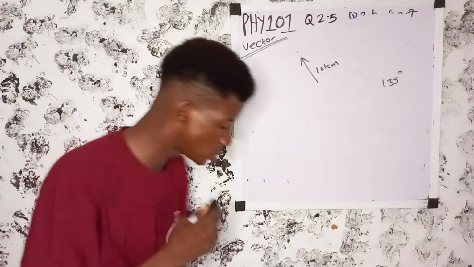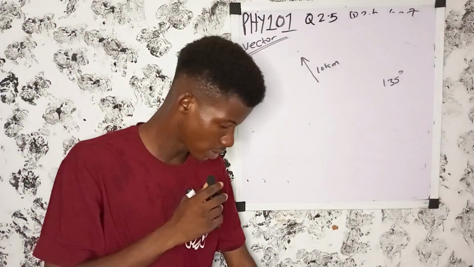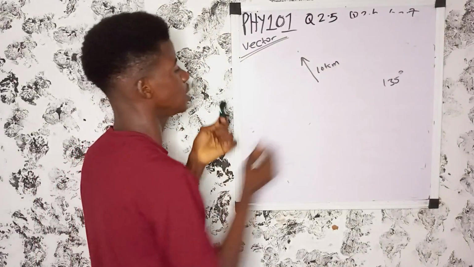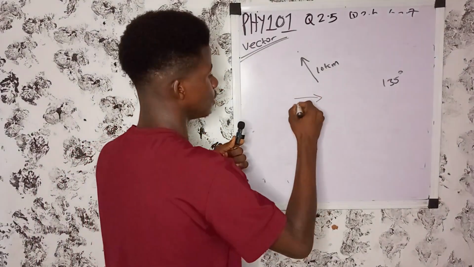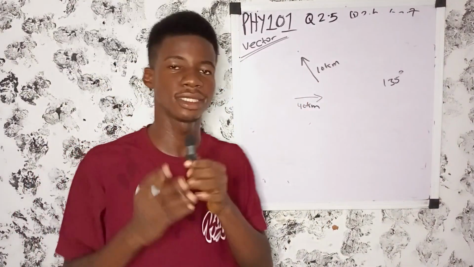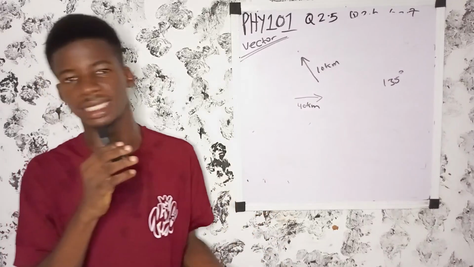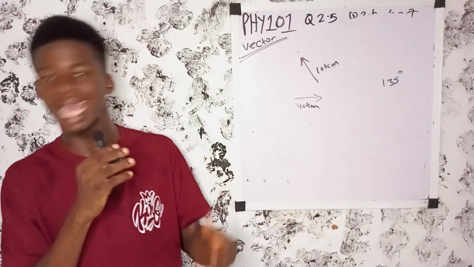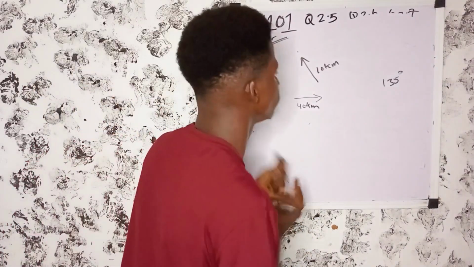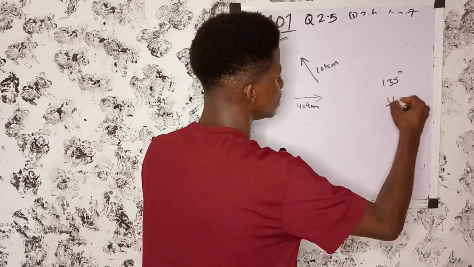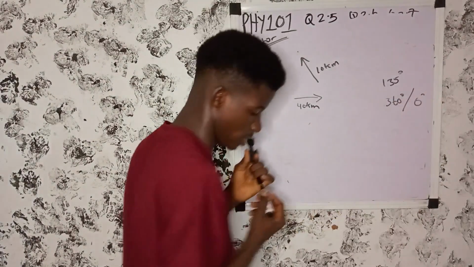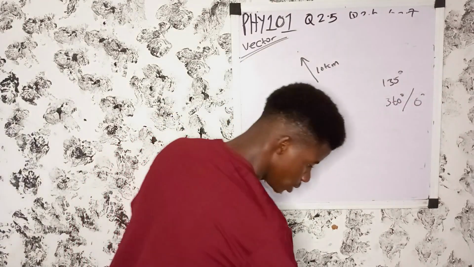Now let's continue. Then east for 40 kilometers. The lady then drives 40 kilometers east. Now east, what is the angle? I told you guys in the previous class, it's either 0 or 360 degrees. So the angle at east is 360 degrees, or 0 degrees.